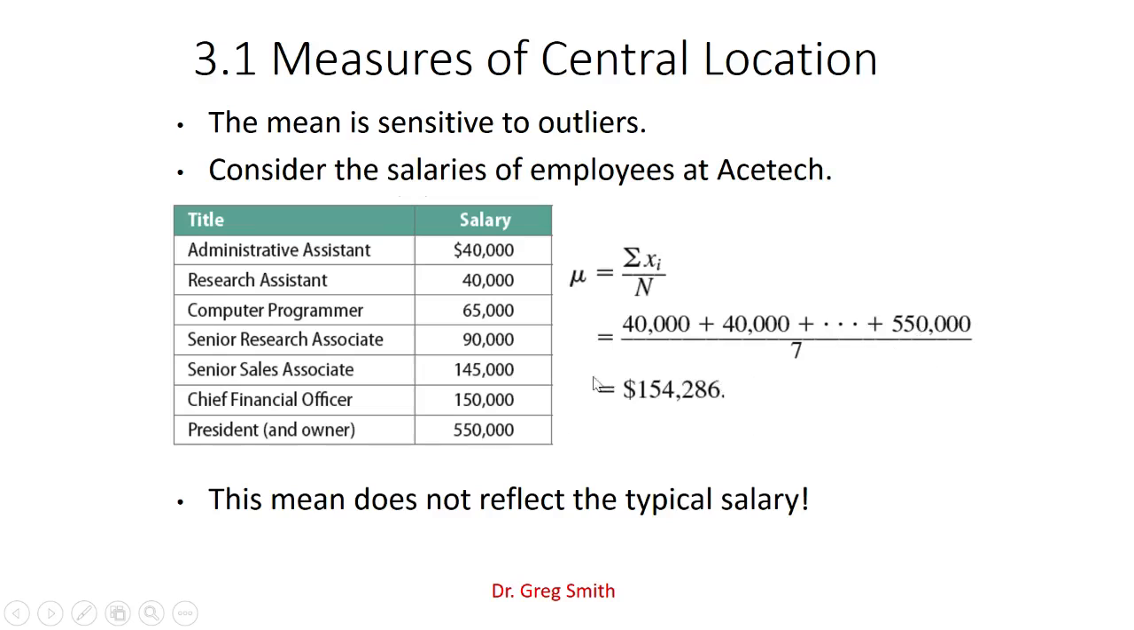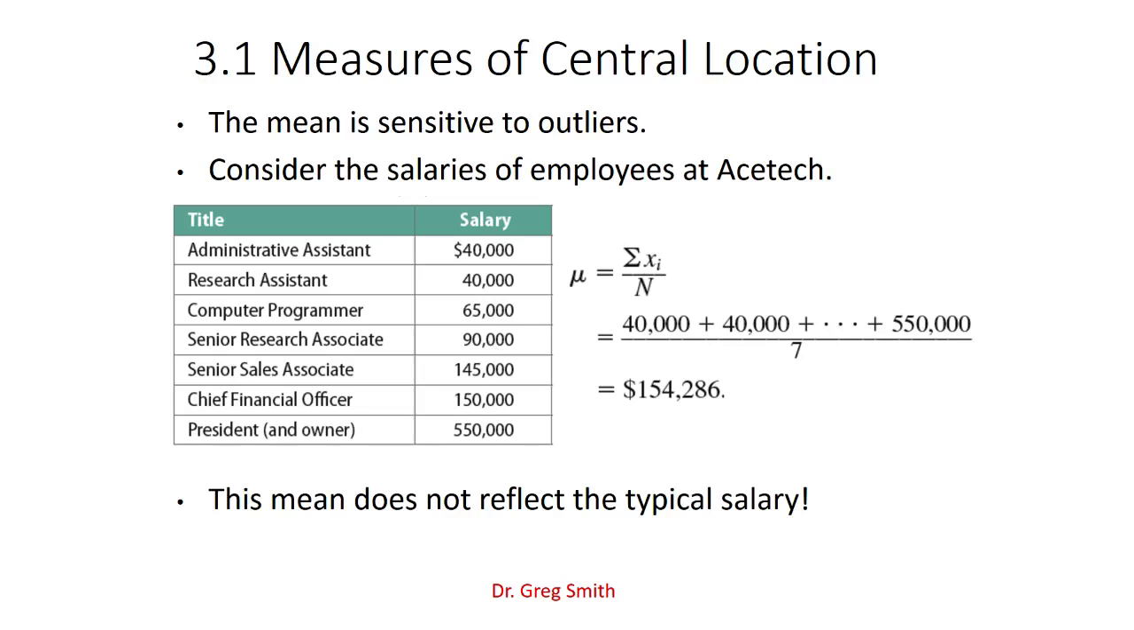550,000 and create the mean, you get a return of the population, it's a very small population, 154,000. Notice that's more than everybody but the president. It doesn't really reflect what's happening at the company. Something like maybe the middle value might make more sense. Maybe $90,000 is the better salary at this company, Ace Tech.